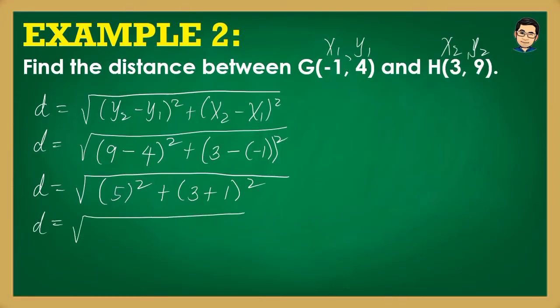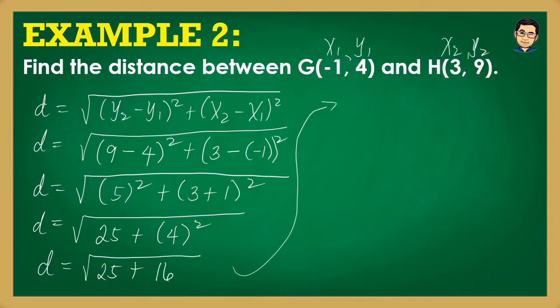Next, 5 squared is 25. So, 5 times 5, 25, plus 3 plus 1, 4 squared. D is equal to the square root of 25 plus 4 squared, which is 4 times 4, 16. And then we'll add 25 and 16. So, D is equal to the square root of 41.